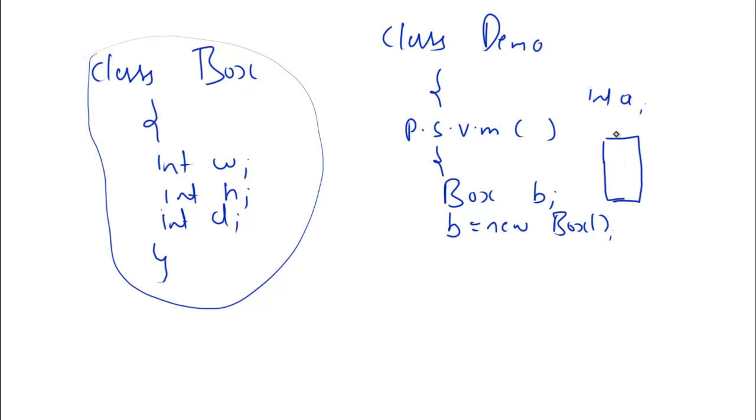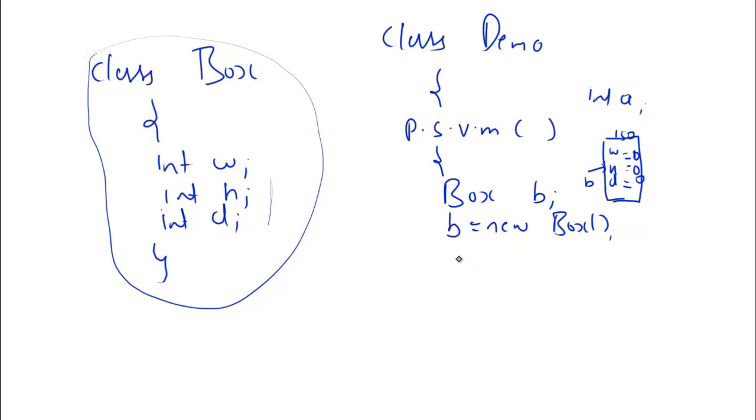This memory would have some address. Let me take the address as 150, which is referred to by the B variable right now. The content of this is W, H and D. Right now the values would be 0, because the default values would be assigned. I have not assigned any values in my Box class here, so it will have the default values.